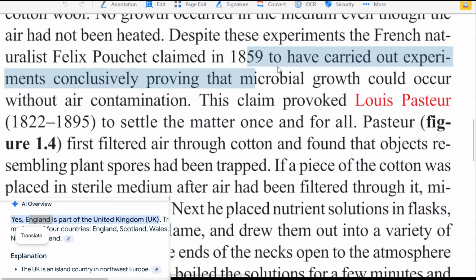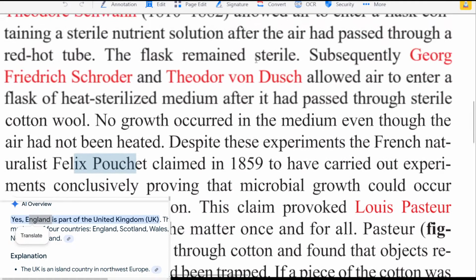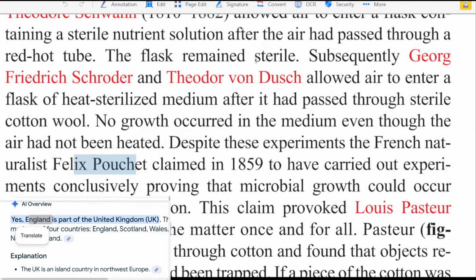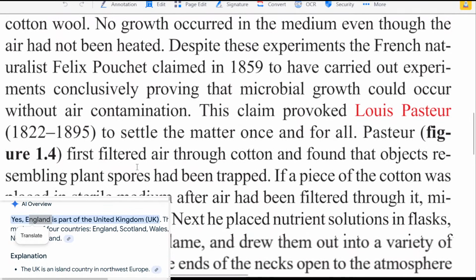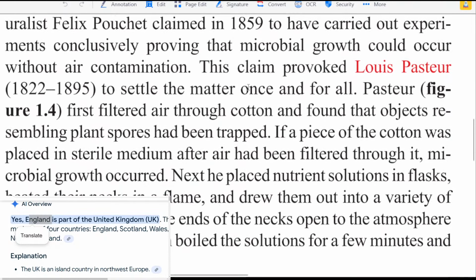The sentence: have carried out experiments conclusively proving that microbial growth could occur without air contamination. Now he proved it, Pouchet, in 1859. So they were playing around centuries after centuries just over spontaneous generation. Are they kidding me? This is already 1859. Oh guys, it's Félix Pouchet, who claimed in 1859 to have carried out experiments conclusively proving that microbial growth could occur without air contamination.